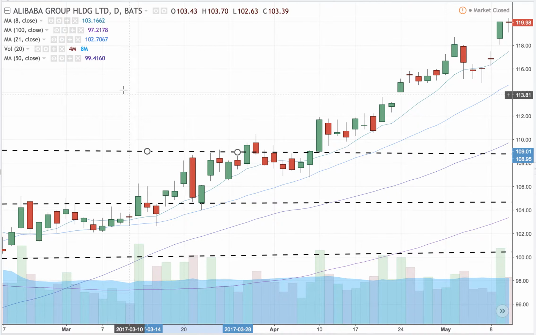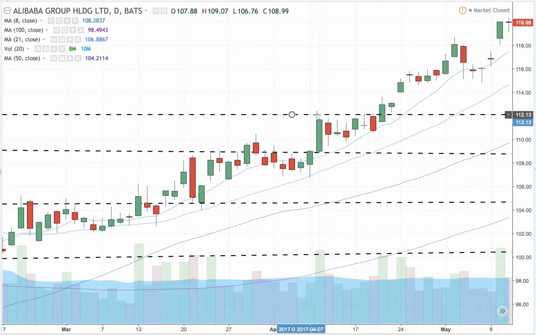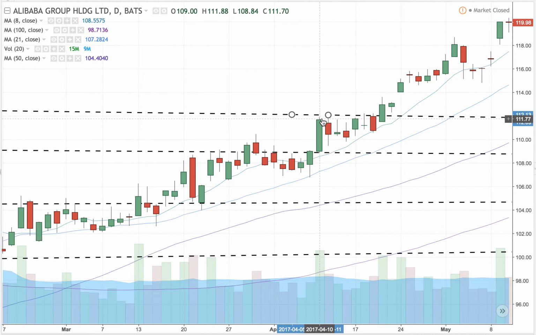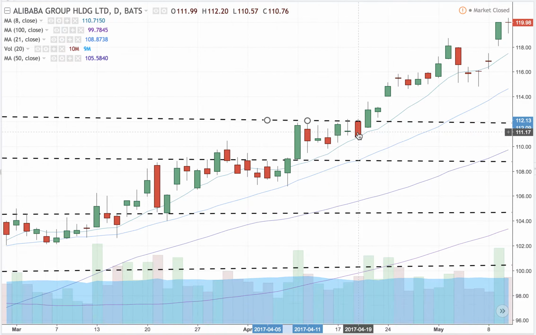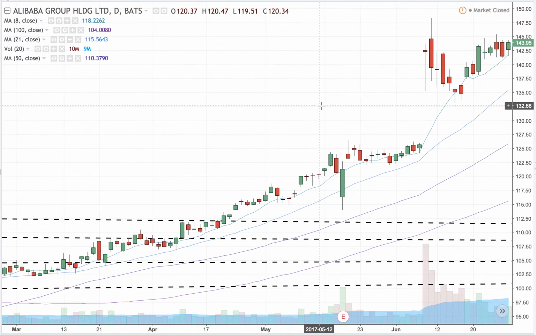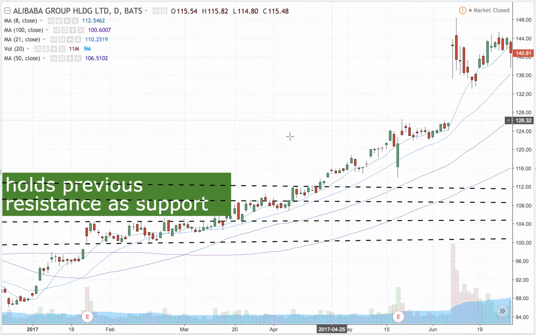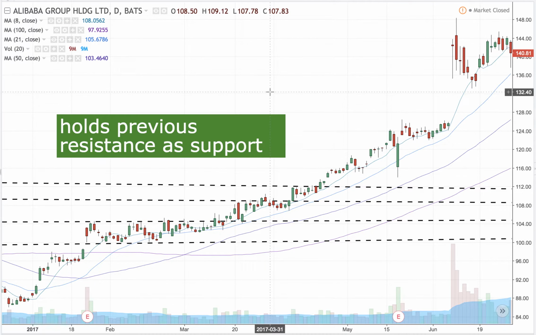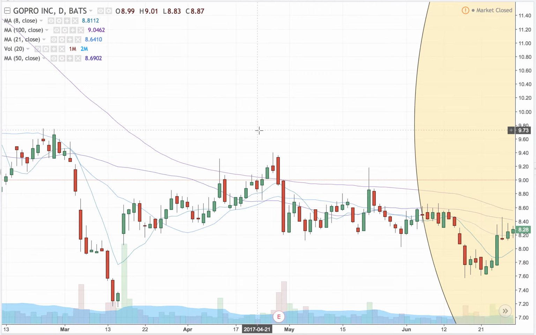And then you see it uses this previous resistance as support. And it just keeps doing that all the way up, pretty much. And that's the way a healthy stock moves. It stair steps higher. We're going to look at the way an unhealthy stock moves.